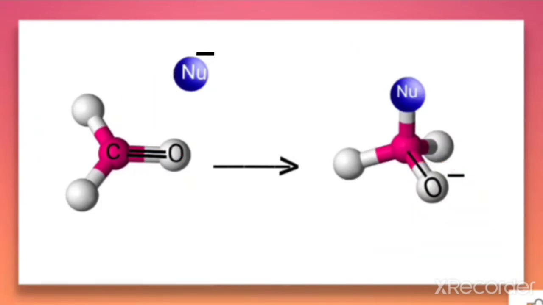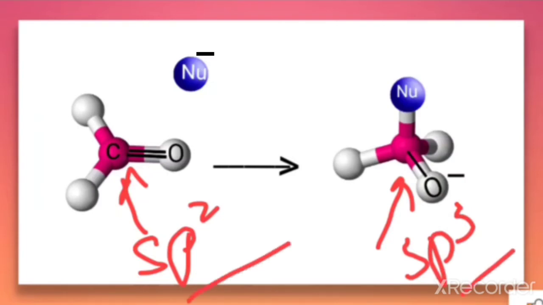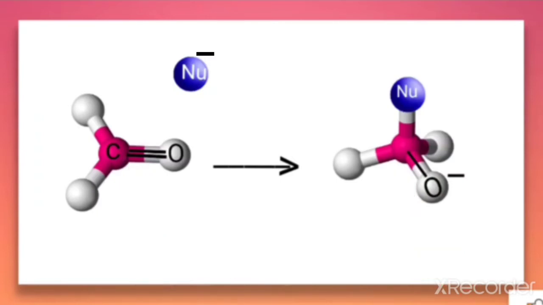The hybridization of the carbon changes from sp2 to sp3. Here the carbon is sp2 hybridized and here the carbon is sp3 hybridized. So the hybridization of the carbonyl carbon changes from sp2 to sp3. This geometry is called tetrahedral geometry. So this is called an alkoxide intermediate, which is formed here.